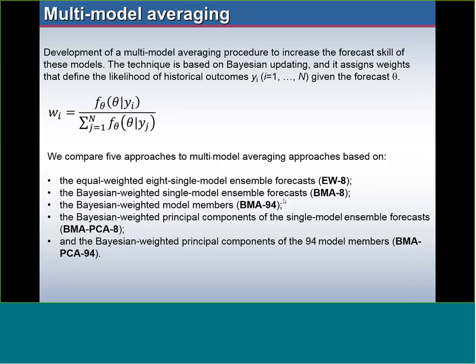Then we also said, if you think about it, not all the members are independent. Not all the models can be considered independent, as some of those are newer versions of the same model. So we applied the Bayesian updating to the principal components of the individual modeling centers or the individual 94 members. You'll see that the naming scheme is equal weights, Bayesian updating applied to the 8 modeling centers or to the 94 members, or Bayesian updating applied to the principal components.